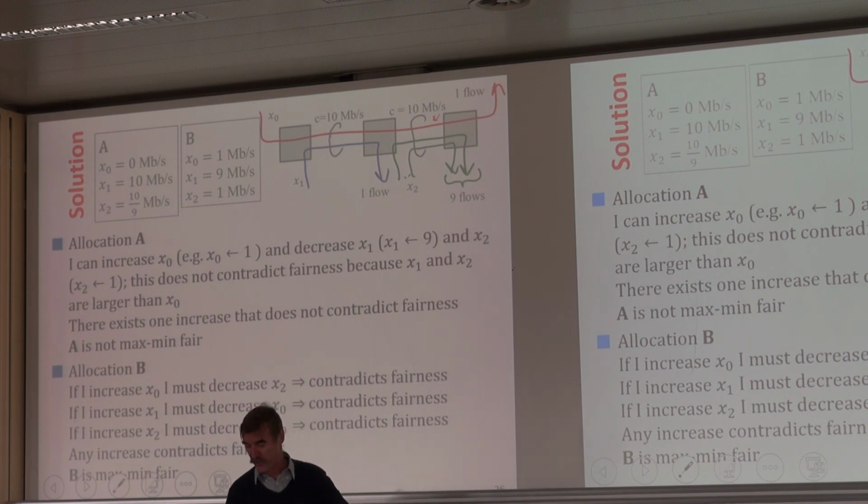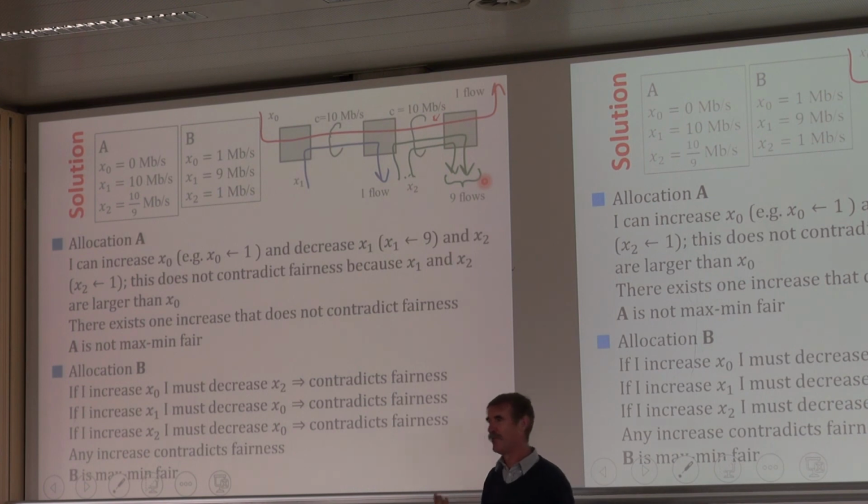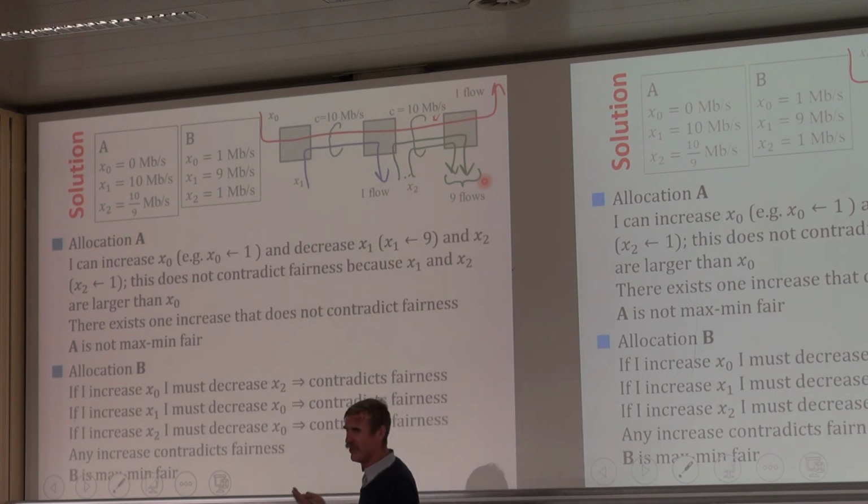That's a very good question. So I said fairness here, and I assume I want to give the same to all flows. So I treat every flow as an individual. Now what happens if those 9 flows are done by the same machine? Right.